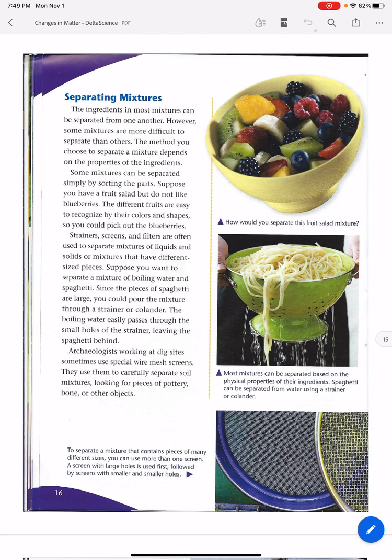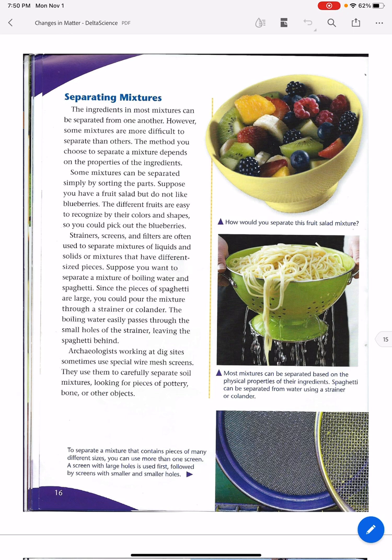Separating mixtures. The ingredients in most mixtures can be separated from one another. However, some mixtures are more difficult to separate than others. The method you choose to separate a mixture depends on the properties of the ingredients. Some mixtures can be separated simply by sorting the parts. Suppose you have a fruit salad but do not like blueberries. The different fruits are easy to recognize by their colors and shapes, so you could pick out the blueberries.